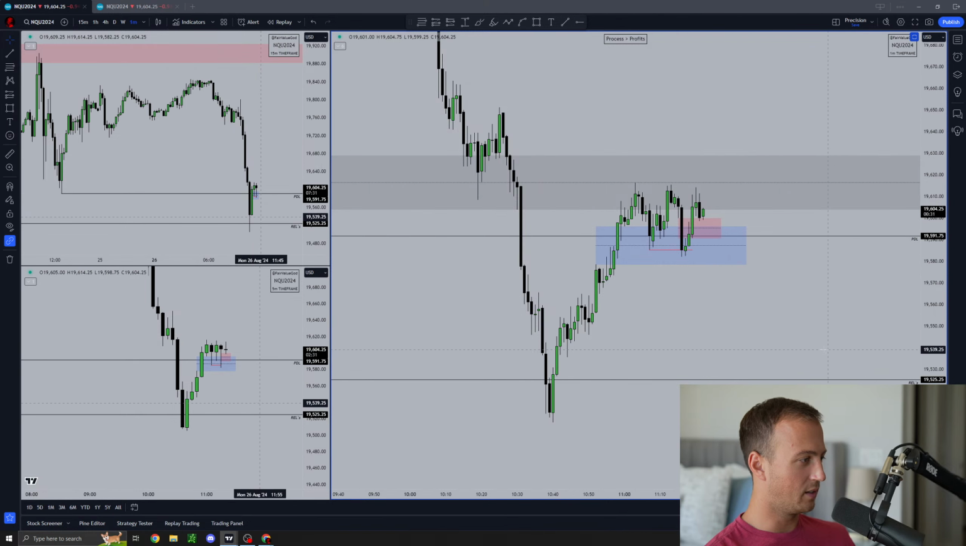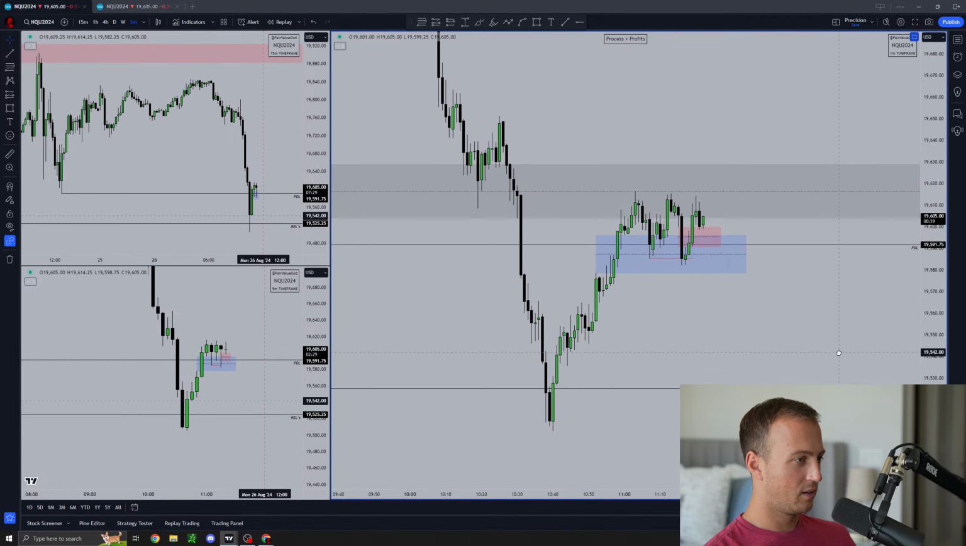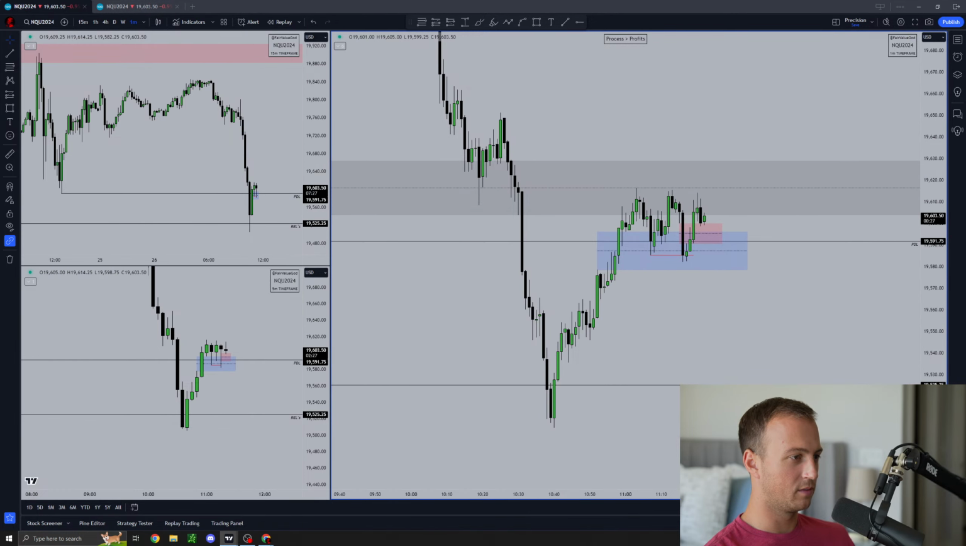It's not looking promising. Barcoding now on the 5 minute so far. There's a tiny little gap here, right?